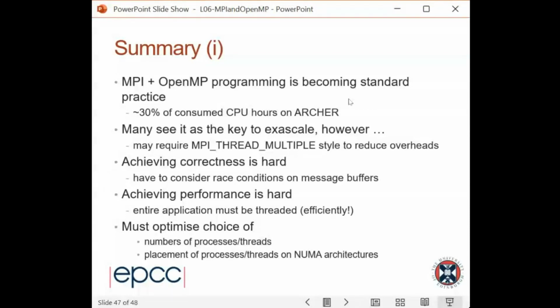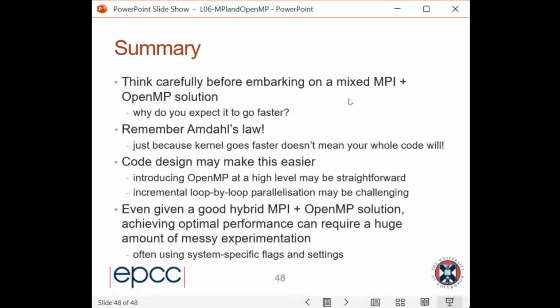Achieving correctness can be hard. You have to consider race conditions, even on maybe your message buffers. Achieving performance is hard because you have to thread the entire application efficiently. And again, even having written a code which works, you then have to optimize your processes and your threads in terms of the division between processes and threads and all the placement of them. So, think carefully before embarking on this solution. Why do you expect it to go faster? Okay, remember Amdahl's law. Just because the kernel goes faster doesn't mean your whole code will, because if you don't thread your entire code, then it becomes serial in terms of the OpenMP sections.